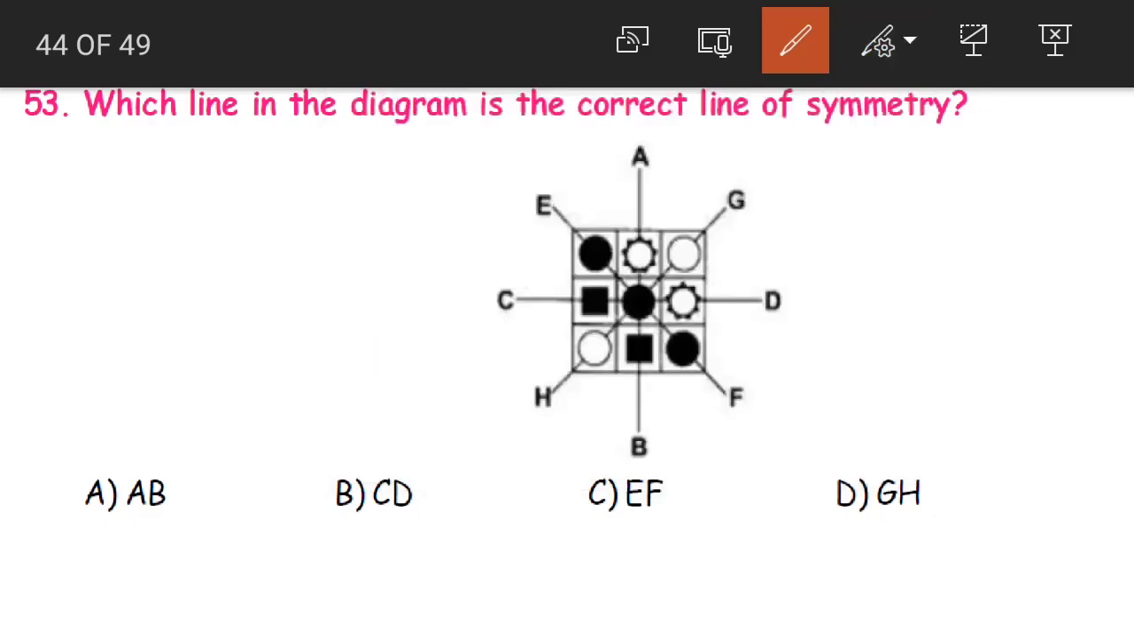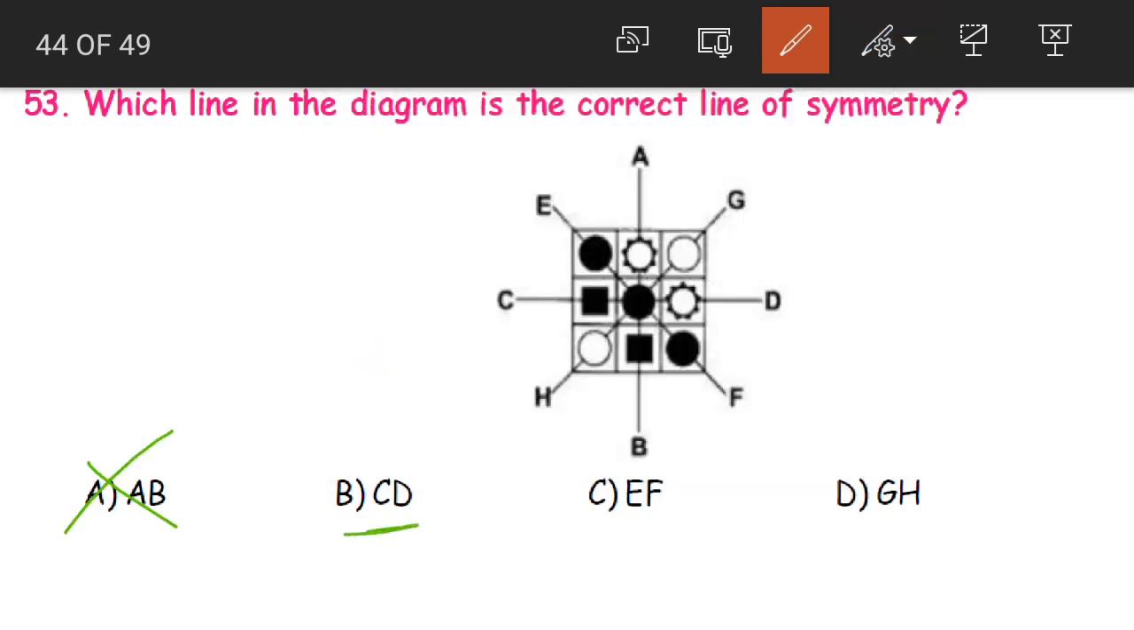Let us start from option A, that is AB. If you look at AB, are both the sides exactly the same? No. See, here we have a white circle but here we have a black. Here we have a sun-like figure but here we have a square. So A is wrong.